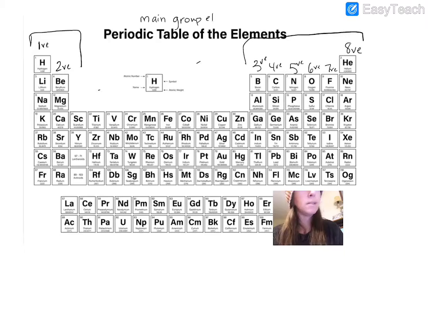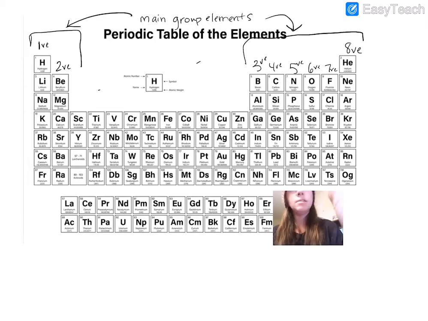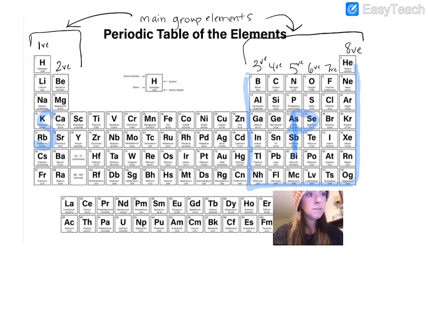So your main group elements are these two sections on the table. This is called the S block, and this is the P block. So that means this here is your P block, this is your S block.